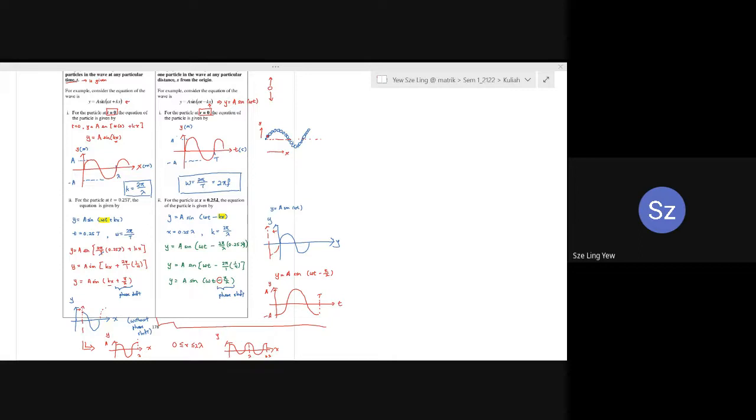Wow, good. No questions. Everyone understands how to do phase shift, how to shift the graph. Okay, so I give you a bit more time to complete it. This is very important, right?